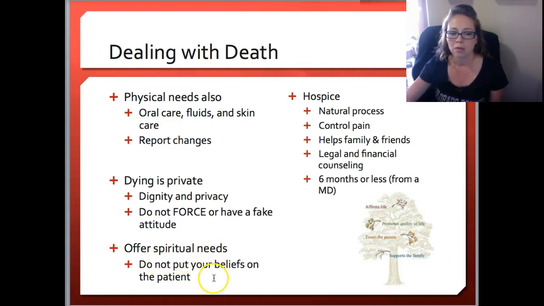Offer spiritual needs if they verbalize that they need something. Even if they haven't verbalized, maybe ask the nurse to offer something for them. If they are dying, the nurse or the doctor might discuss hospice with them. Remember that hospice agencies are there to provide a natural process to this death and dying. They're also there to control the pain better, so they're not having to call the doctor. It helps the family and friends move through the stages. I don't want to say easier, but easier because they're having that more support. They're also getting the education on the stages of death. They're also going to provide legal and financial counseling.